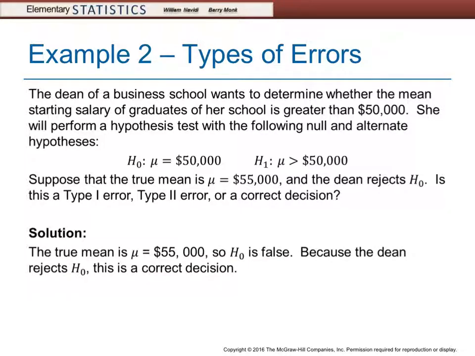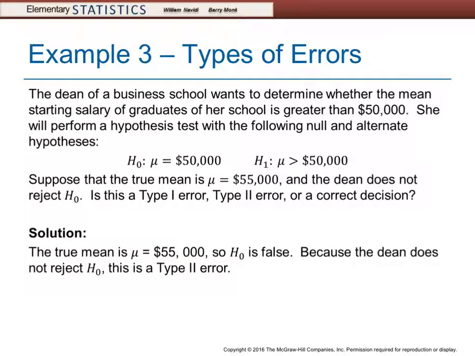Now suppose we have the same problem, but this time around we have, again, H0, mu is equal to 50,000. H1 is mu is greater than 50,000, and suppose the true mean is mu is equal to 55,000, and the dean rejects H0. Is this a type 1 error, a type 2 error, or a correct decision? Well, since the true mean is 55,000, H0 is false. Because the dean rejects H0, this is a correct decision.